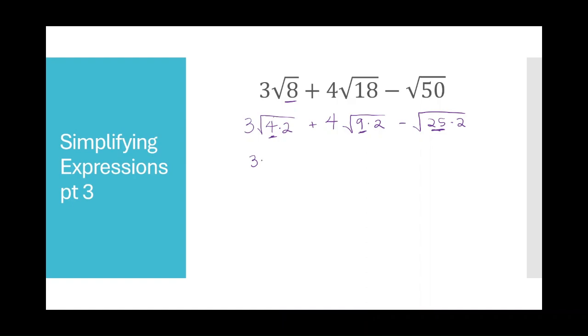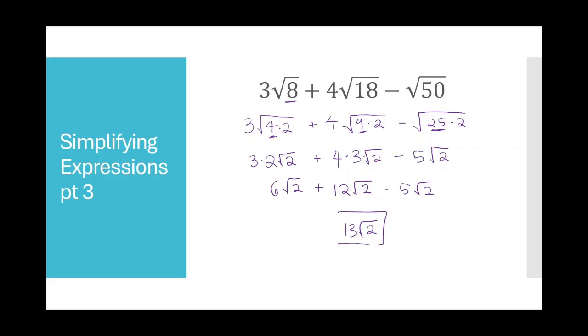So I have 3 times the square root of 4 is 2, and I still have root 2 underneath. 4 times the square root of 9 is 3, and 5 square root of 2. So 6 root 2 plus 12 root 2 minus 5 root 2 is going to be 18 minus 5. We've got 13 root 2 at the end.